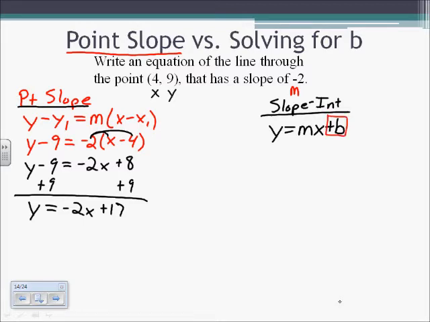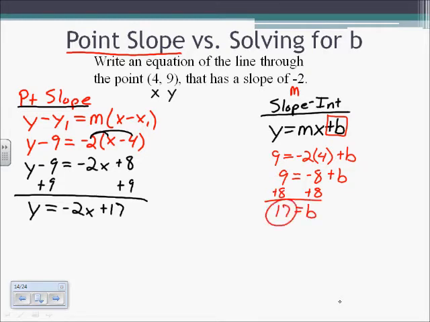What we do know from this equation is that we have a point for y, which is 9. We have a slope, which is -2. We have a point for x, which is 4. And again, we're still looking for b. So the solving for b method would solve for b, and we would simplify. 9 is equal to -8 plus b. We'd add 8 to both sides to get b by itself, and we'd find out that b is equal to 17.